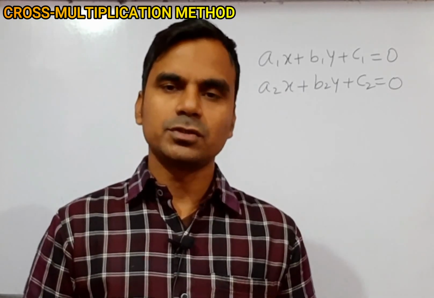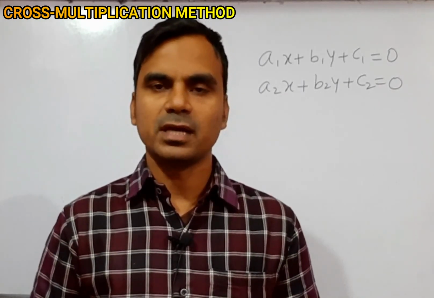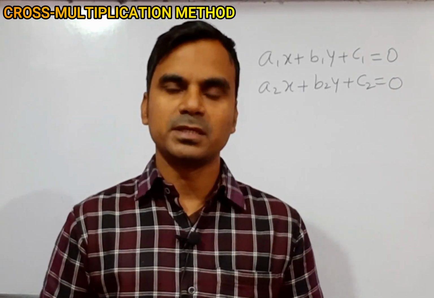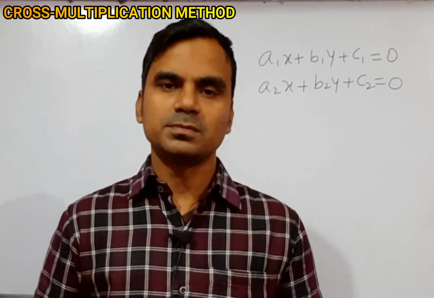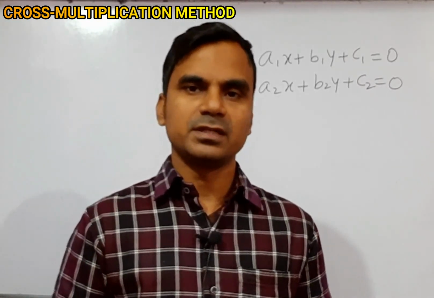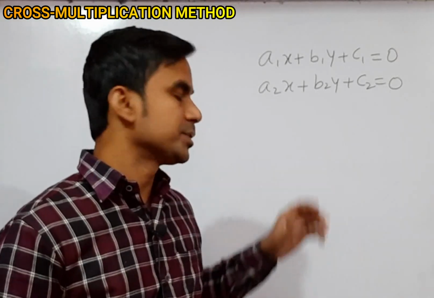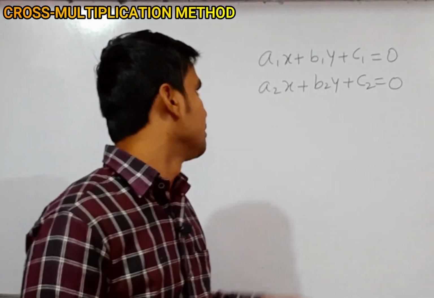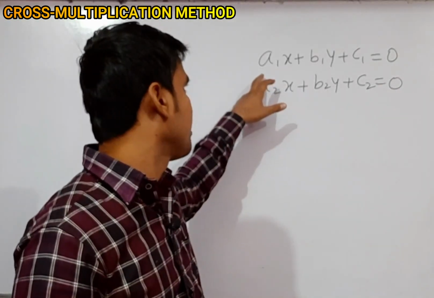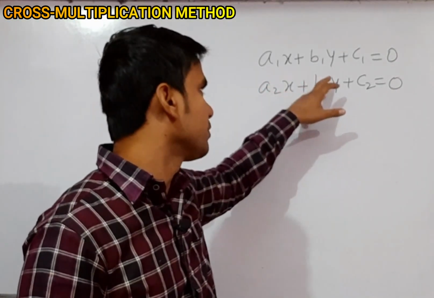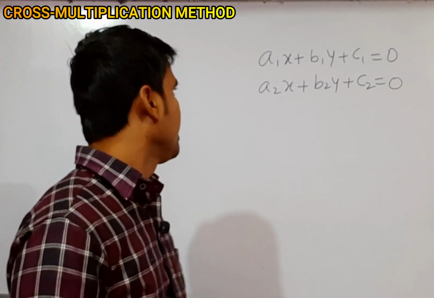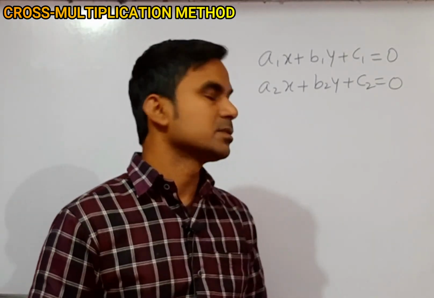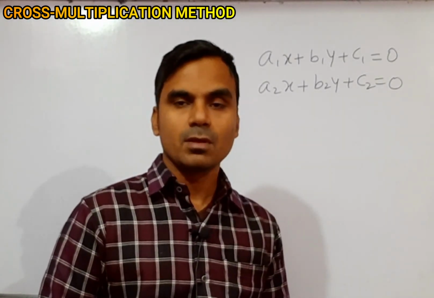So now students, we talk about the third method, that is known as cross multiplication method. For this method, first what we do, that we consider these two equations which is in a standard form. Okay, so as you can see that I have written here a1x plus b1y plus c1 equals to 0, a2x plus b2y plus c2 equals to 0.